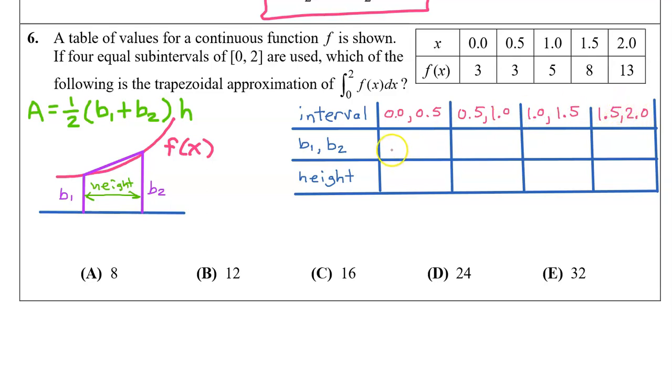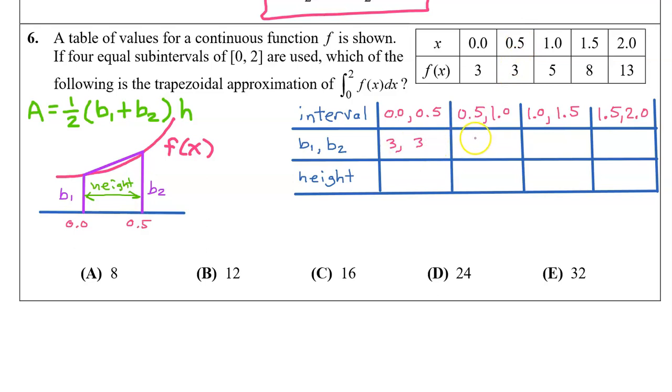Let's fill in the base 1 and base 2 for each trapezoid. So if we were looking at the interval from 0 to 0.5, then base 1 is going to be the value of the function at 0. So base 1 will be 3. Base 2 is going to be the value of the function at 0.5. So that's also 3. So we have 3 and 3.